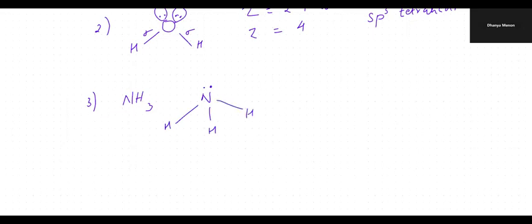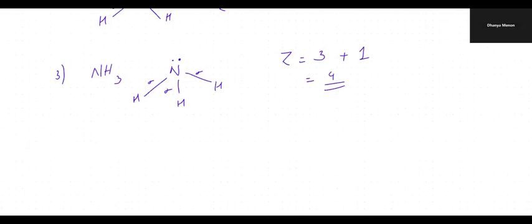And what is the sigma bond? How many are there? 3 of them. So what is the Z value? Z value is the number of sigma bonds plus 1 lone pair. So that gives you 4. Right. So the shape is what? The shape is tetrahedral. Okay. And the geometry is tetrahedral.